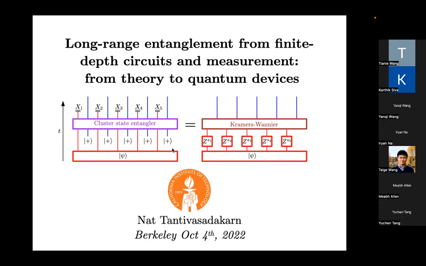Today I'm going to be talking about how we can get long-range entanglement or topological order from finite-depth circuits and measurements, and I'll try to talk about both the theory part and how it can be applicable to current quantum devices. And this is a series of work that was done with my advisor at Harvard, Ashvin Vishwanath, and two postdocs, Ryan Thorngren, who is at KITP, and Ruben, who is a postdoc at Harvard.